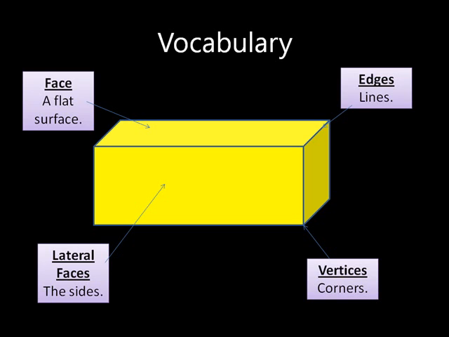Whenever I use the word face, we're talking about a flat surface of any object. A lateral face is just a complicated way of saying the sides. A vertex is where two lines or edges meet, otherwise known as a corner. And finally, the edges are where two of the faces meet. On a three-dimensional shape, they look just like lines.